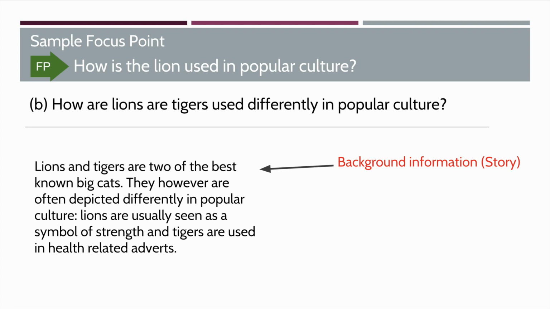Now, let's get into our topic sentence. They, however, are often depicted differently in popular culture. Lions are usually seen as a symbol of strength, and tigers are used in health-related adverts. Once again, I'm going directly to the categories that I created and bringing strength and health into that topic sentence.